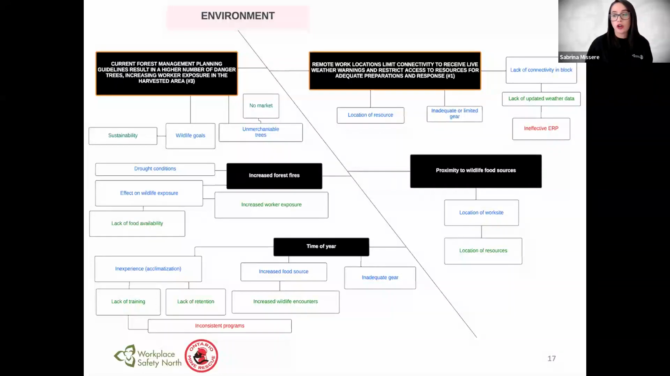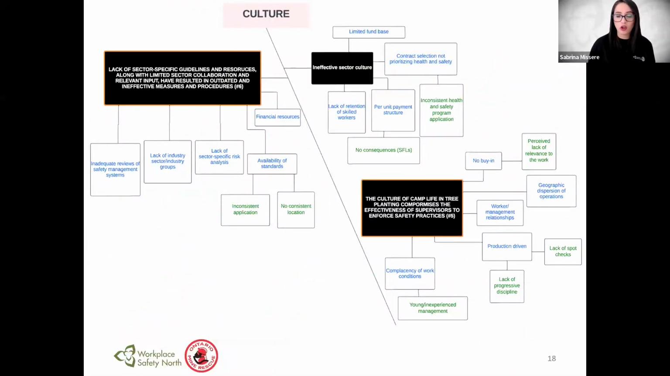Looking next at culture. So a lot of discussion around culture, specifically culture of camp life. So the effectiveness of supervisors to enforce safety, lack of sector-specific guidelines and resources, along with limited collaboration resulting in outdated or ineffective measures and procedures, and an overall ineffective sector culture due to things like lack of funding, contract selection, and lack of retention were also highlighted.